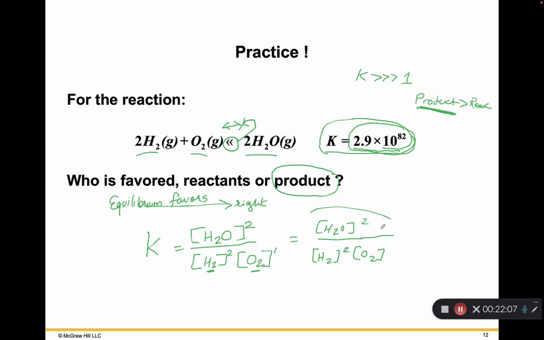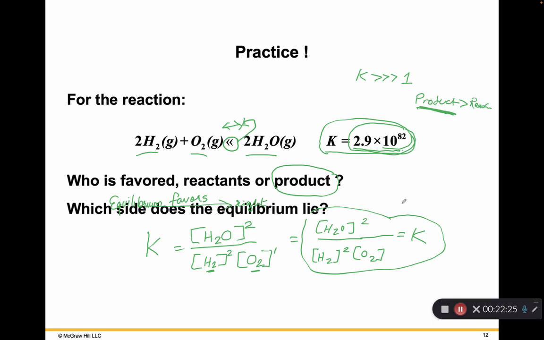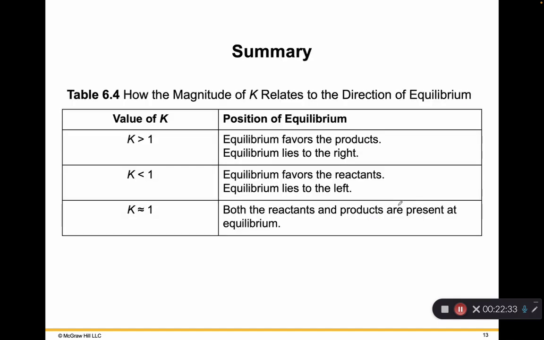This is the equilibrium expression the question will be asking. I just added that question because I did not see that question here. I feel like you will find it helpful to explore that. Now, with that information, which side does the equilibrium lie? I already answered that question. The equilibrium favors the right hand side, so equilibrium lies to the right.